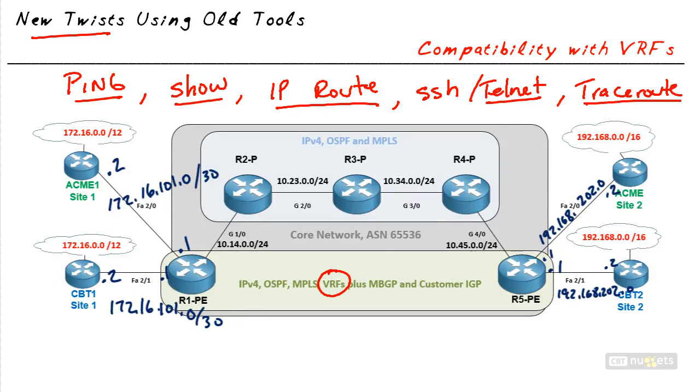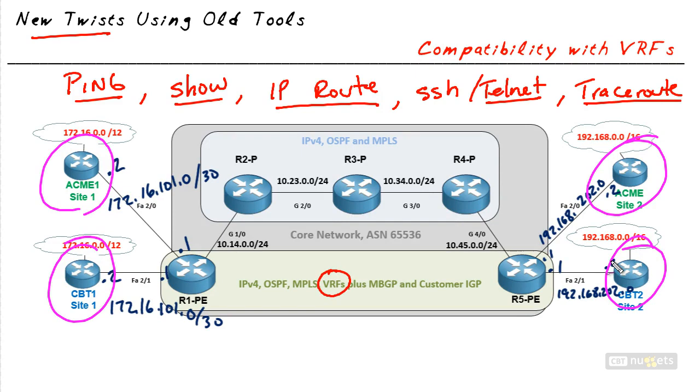So to have some fun with this, I'm going to go to each of our CE devices and I'm going to open them wide up. I'm going to say, please allow Telnet, no login required in this test lab environment. And that way from R1, if we start using Telnet, we can actually see the prompt of the router that we're connecting to. And that'll verify whether we're going to 192.168.202.2, which is Acme at Site 2, or 192.168.202.2, which is CBT at Site 2.